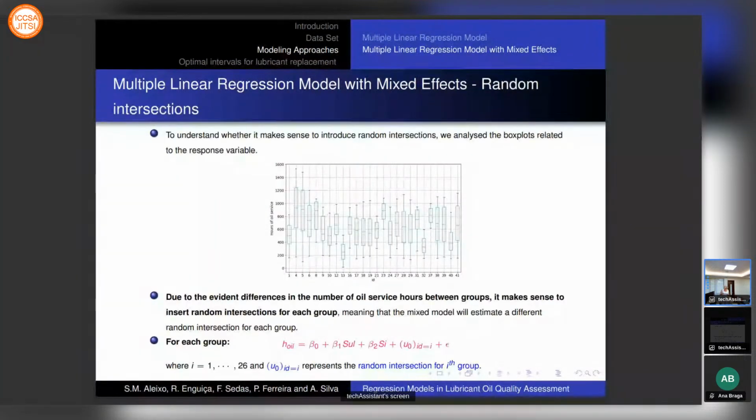To understand whether it makes sense to introduce random intercepts, we analyze the box plot of the response variable, and due to the evident difference in the number of observations between groups, comparing the medians of all these box plots, it makes sense to insert a random intercept in this group, meaning that the mixed model will have different random intercepts, and for the i-th group we have this equation.